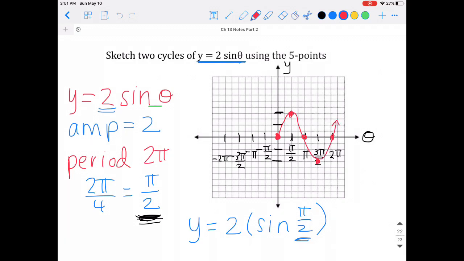And then we can sketch another cycle on the negative theta axis. So from 0, we go to the minimum, back to 0, to the maximum, and back to 0. So another cycle of this graph looks something like this.